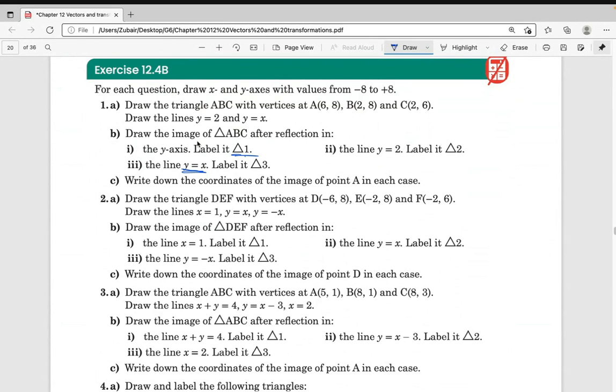There's one mistake. You have to make a dotted line. When it says the line y is equal to 2, label it triangle 2. Okay, understand. You see, that looks like a translation. It is not a reflection. Yes, it's a translation.